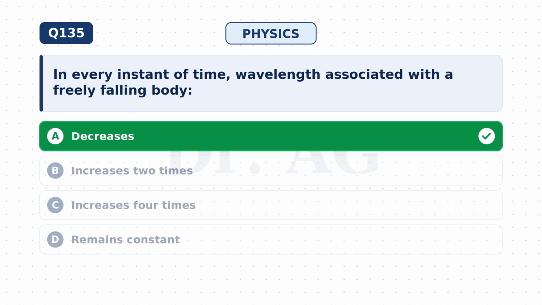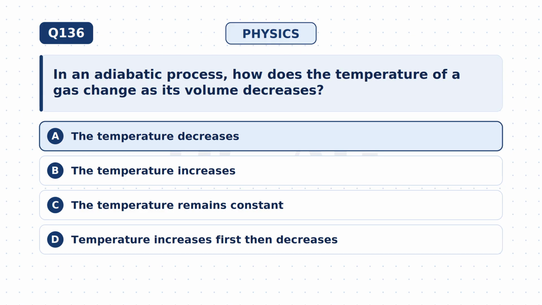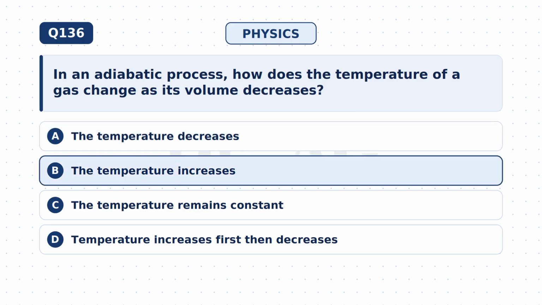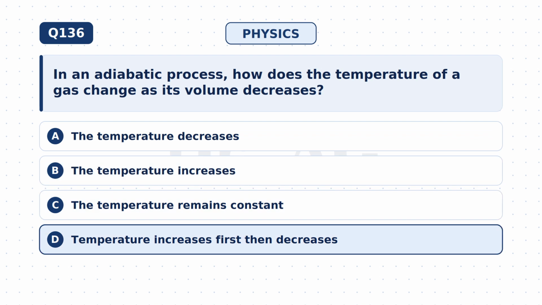The correct answer is A. Decreases. Question 136. In an adiabatic process, how does the temperature of a gas change as its volume decreases? Option A. The temperature decreases. Option B. The temperature increases. Option C. The temperature remains constant. Option D. Temperature increases first then decreases.